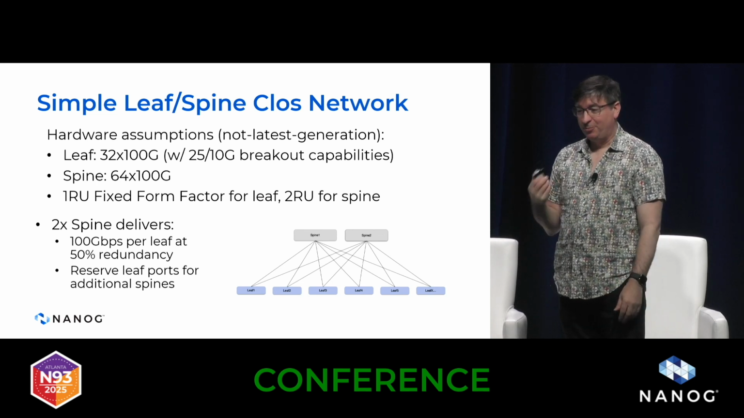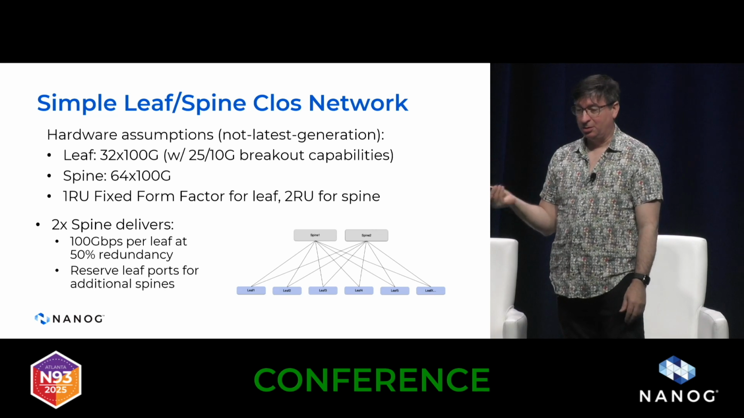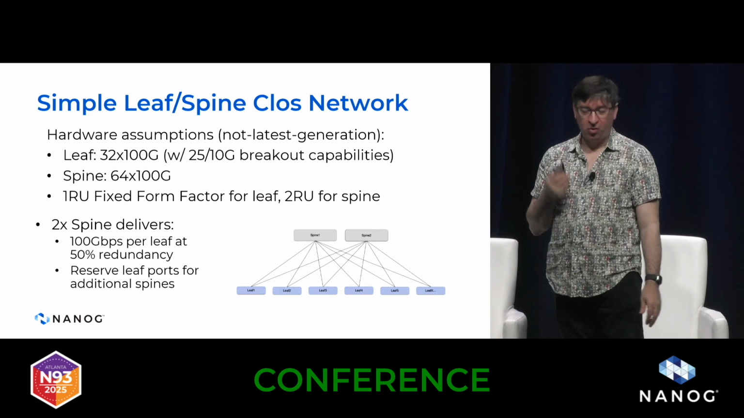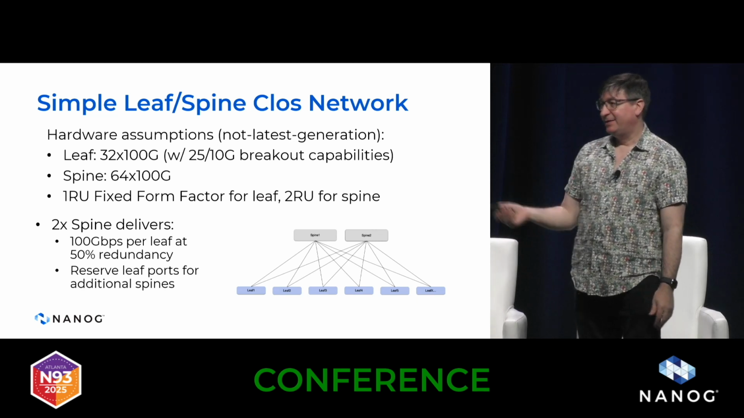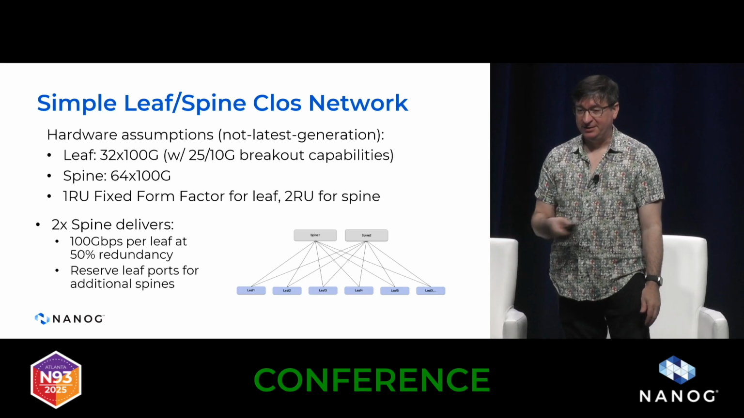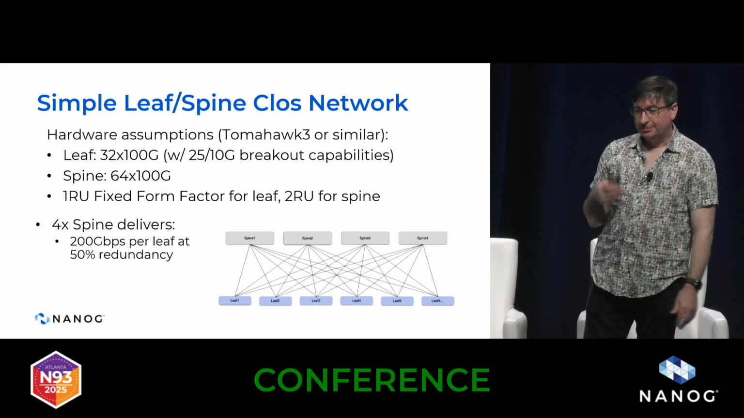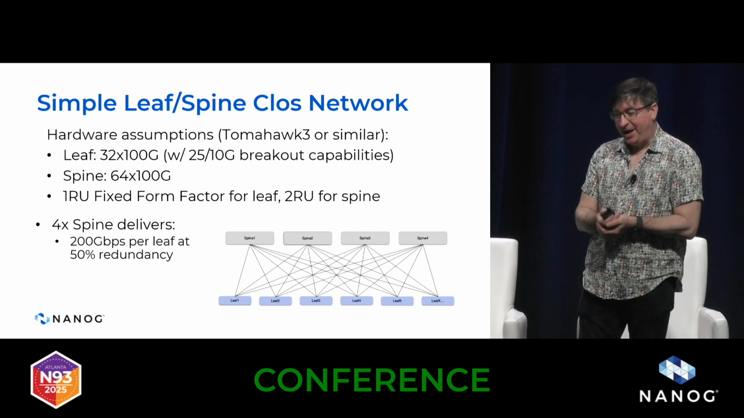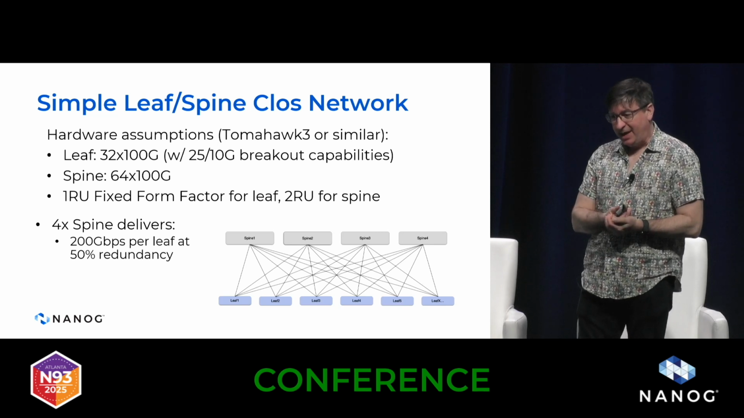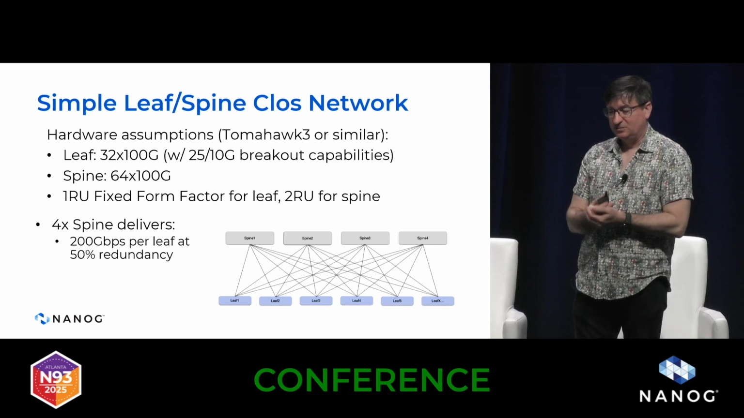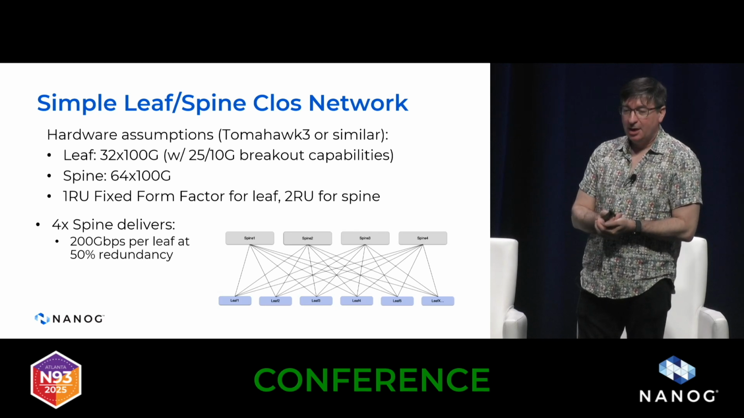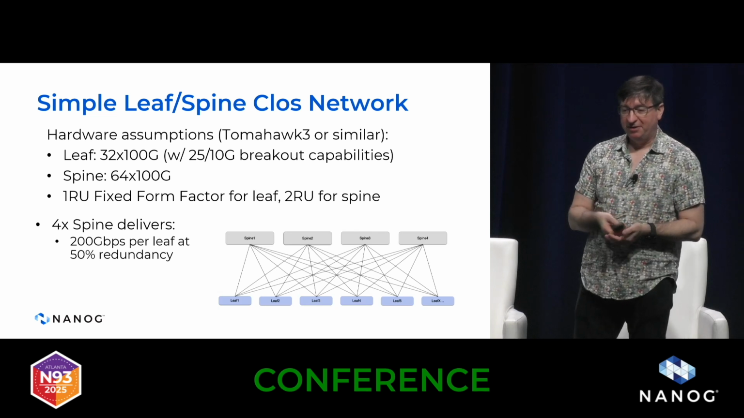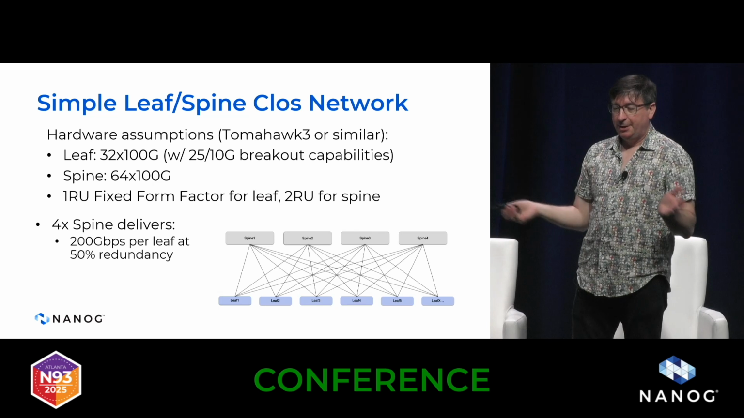And the one thing to remember is that if you think you're going to need more bandwidth per rack than this, make sure that you reserve leaf ports for implementing additional spines, because that's how you scale your per-leaf bandwidth in this design. As in this example, we now have 4 spines in your fabric, and just by adding 2 switches and 8 more fibers, I think, 2 more fibers per rack, you've now doubled your leaf-to-leaf bandwidth. So we now have 200 gigs at 50% redundancy.